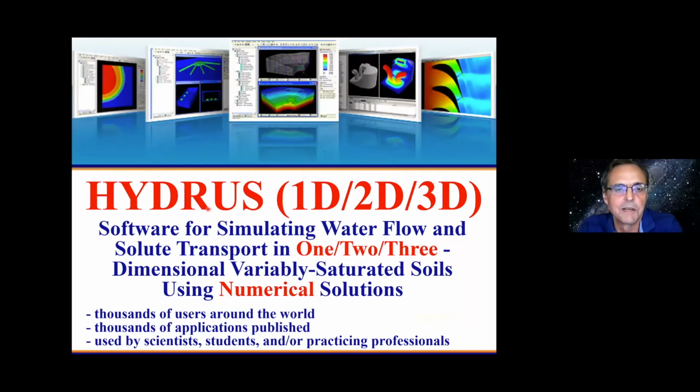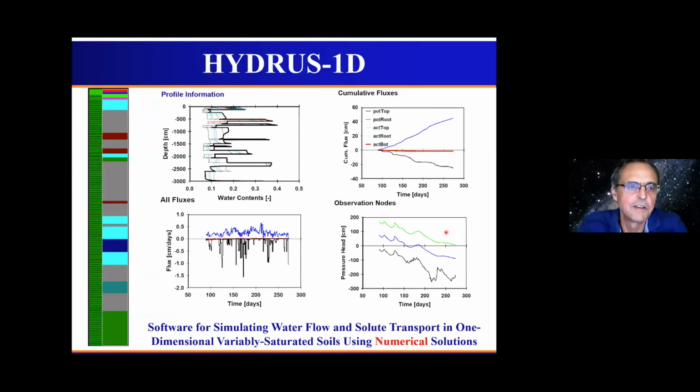Okay, so I want to talk about the HYDRUS models. So what do HYDRUS models do? They simulate water flow and solute transport in 1, 2, and 3 dimensional variably saturated soils. These are numerical models and they are very widely used. So we have thousands of users around the world and there are several thousands of applications which were published in peer-reviewed journals. The software consists really of two pieces.